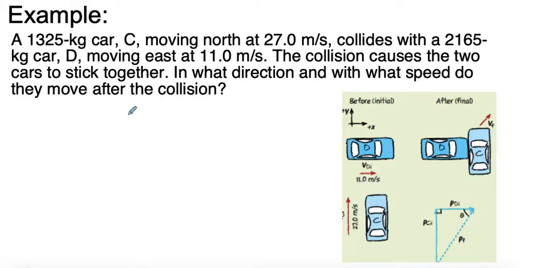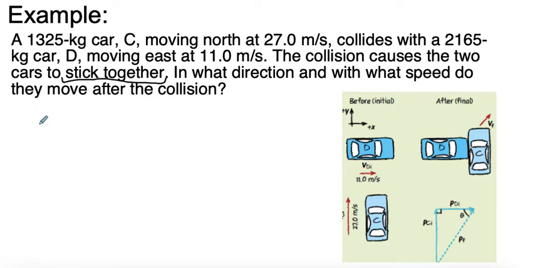Okay, so let's look at an example here. All right, so we have car C, which is 1,325 kilograms, moving north at 27 meters per second, and that car collides with a separate car, D, that is 2,165 kilograms, that's moving east at 11 meters per second. So this would be car C here and car D here. They're going to collide like this, and they're going to result in a velocity going off that after they stick together. So this would be a little bit more complicated if they're not sticking together, but not too bad. So for this one, we're just looking at the two cars collide and stick. Okay, so that would be called an inelastic collision.